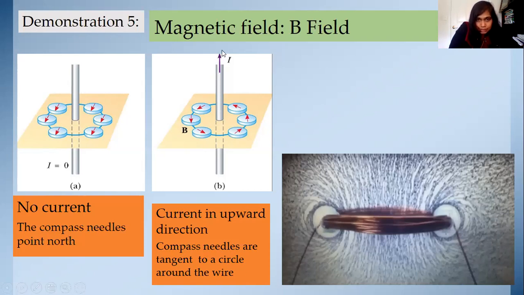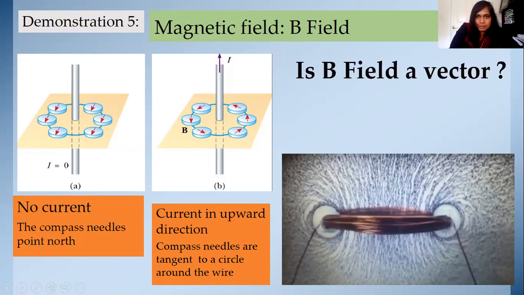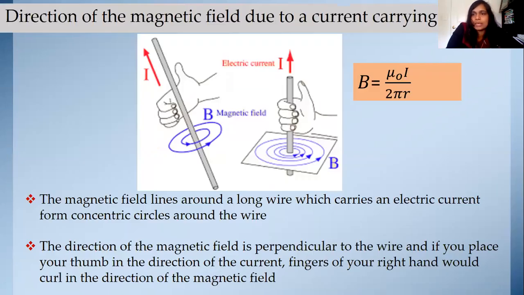Now in this picture, we are sending a current in the upward direction. Now you see the compasses are pointing in a circular direction here, right? We call this tangent. So this compass needle is tangent to the circle around here. If you draw a circle, this compass is in the tangential direction. All right, we can find this direction using our hand. B field is a vector. This is how we can find the direction of the magnetic field of a current carrying wire.